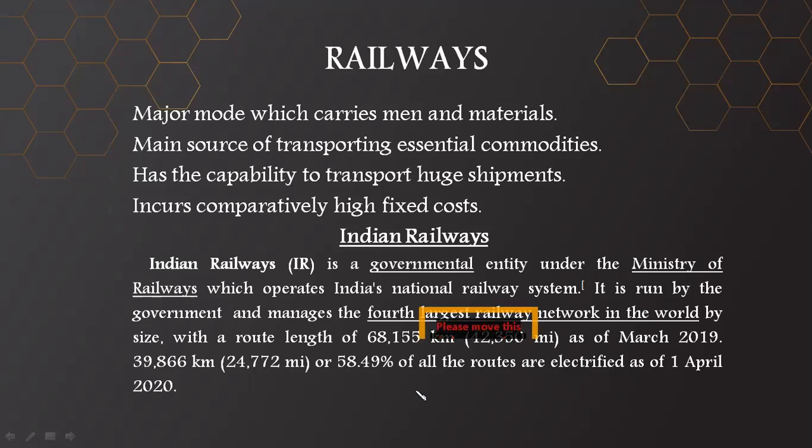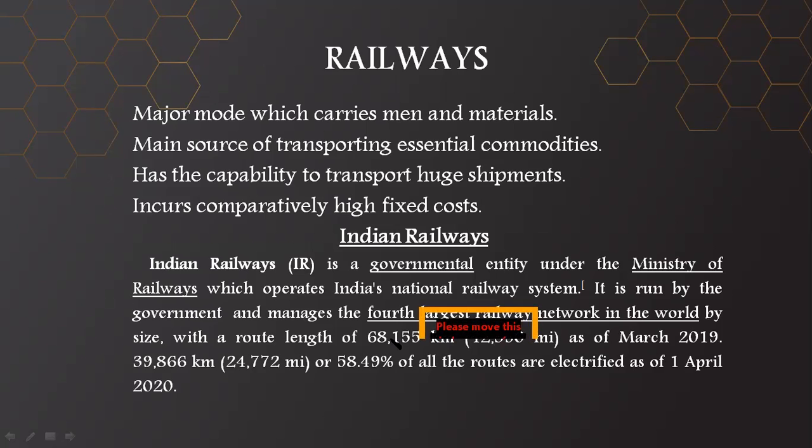Now, Indian Railway, we know it is a government entity under the Ministry of Railways, which is operating India's national railway system. And we know in our country, it is not fully privatized. It is still under the government sector only, and it is run by the Indian government. It manages the fourth largest railway network in the world. And you can see the route over here, and the operational route keeps on increasing. So it has the capability to transport huge shipment more economically.